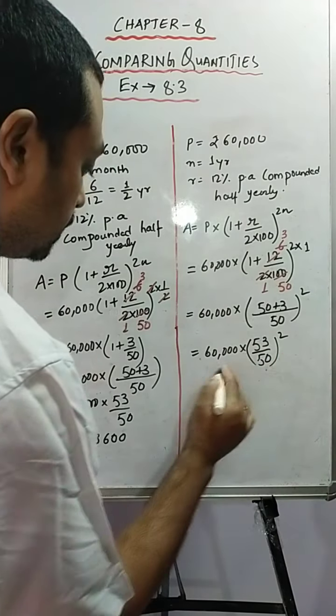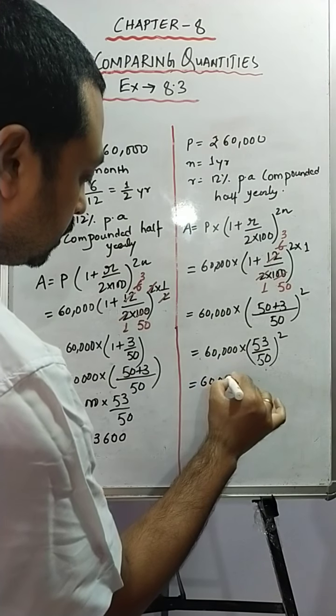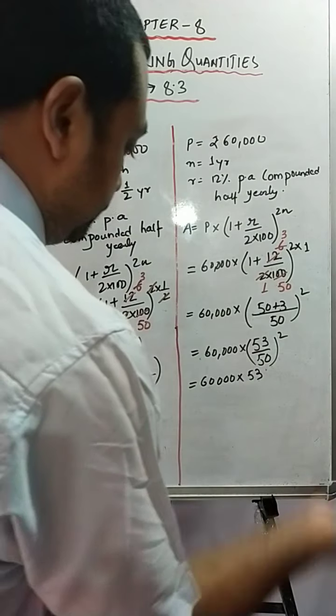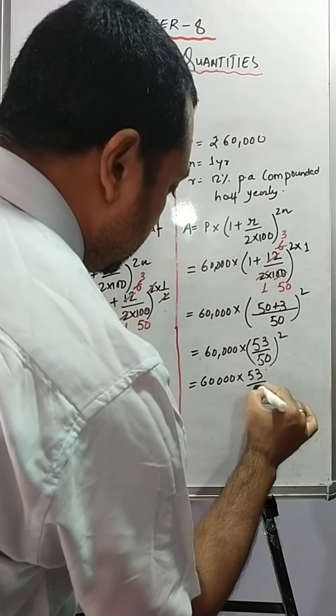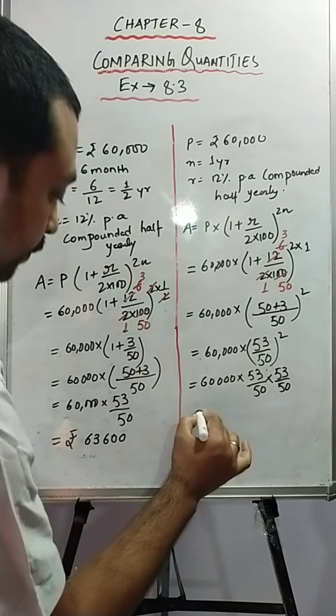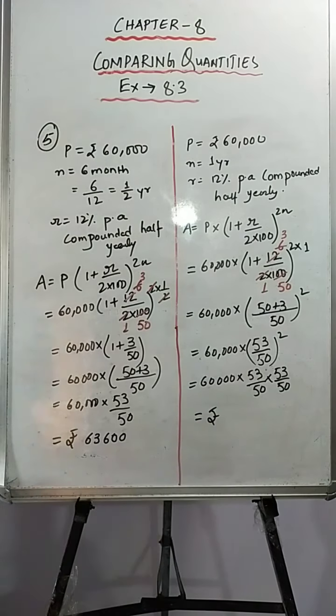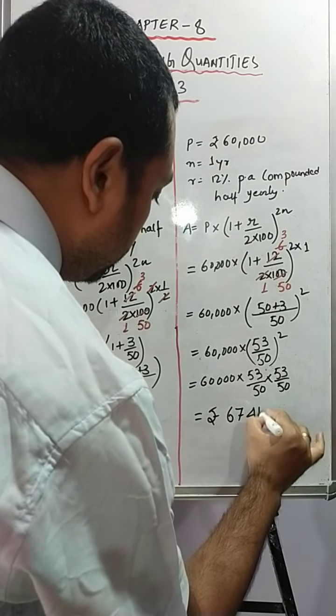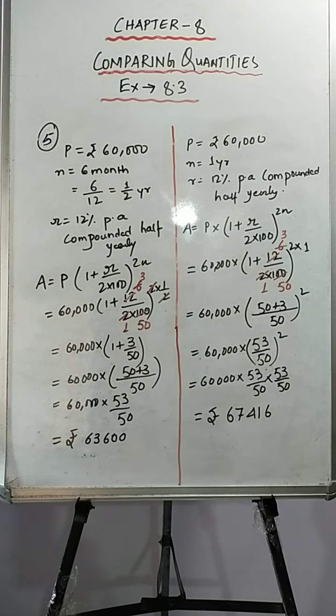Now we have to expand this. So 60,000 into 53 by 50 into 53 by 50. Now after reducing, you'll get the answer as 67,416. Okay, so this is the solution of question number 5.